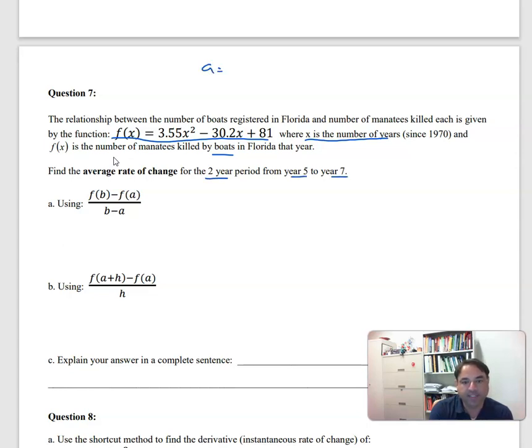So we're going to find the average rate of change for the 2-year period from year 5 to year 7. So in this case, A is 5, B is 7, H is the time between them, which would be 2. So if we compare it to our last example, we have 5 comma, we need to figure out what f of 5 is, and we have 7 comma, we need to figure out what f of 7 is. So we're going to go ahead and put this function in our calculator.